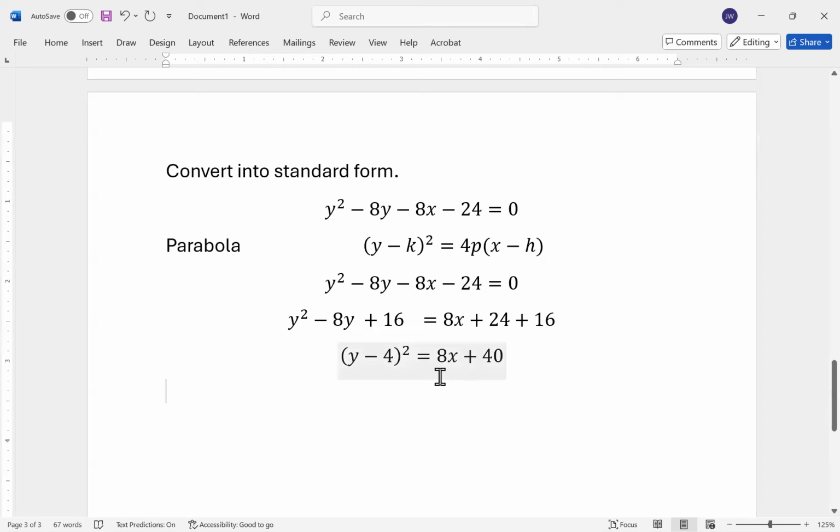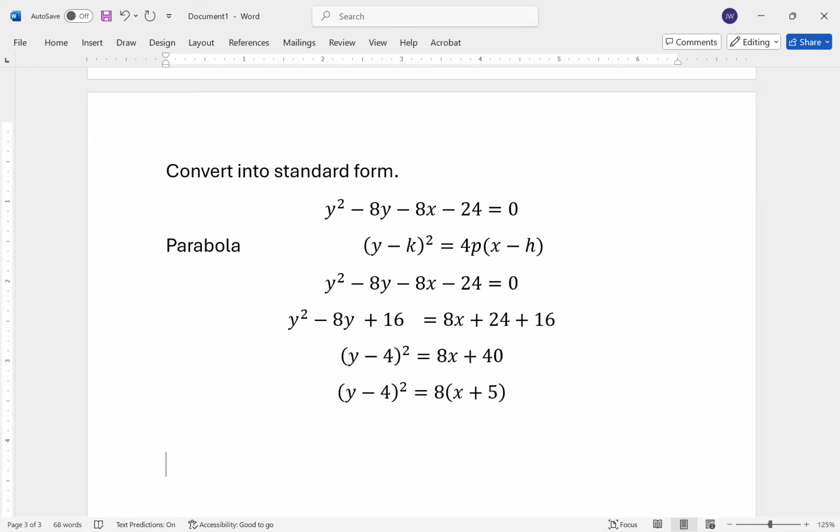Now I need to do one more step because the right-hand side isn't quite in standard form yet. I need to factor out the coefficient of x on the right-hand side. That would give me y minus 4 quantity squared is equal to 8 times the quantity x plus 5. And now we're in standard form. And we can see that the vertex is going to be at the point -5, comma, +4. And the p-value is going to be 2.